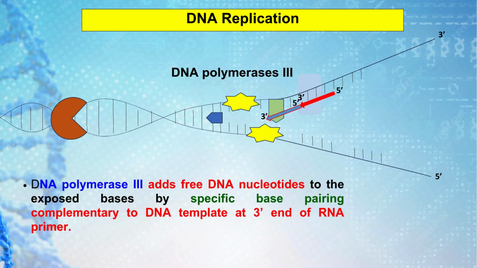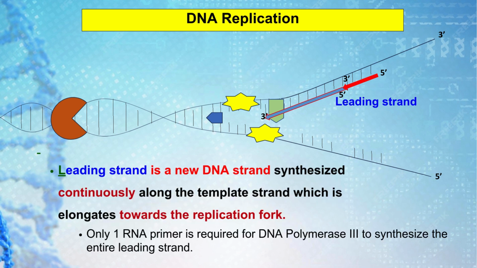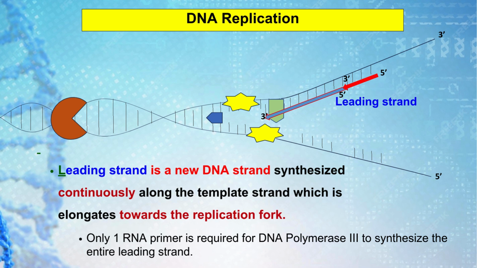DNA polymerase 3 adds free nucleotides to the exposed bases by specific base pairing complementary to the DNA template at the 3' end of the RNA primer. DNA polymerase 3 catalyzes the elongation of the new DNA strand at the replication fork only in the 5' to 3' direction. The leading strand is a new DNA strand synthesized continuously along the template strand, which elongates towards the replication fork. Only one RNA primer is required for DNA polymerase 3 to synthesize the entire leading strand.